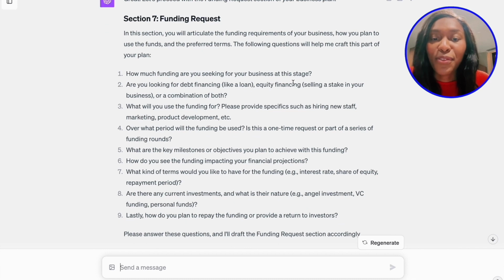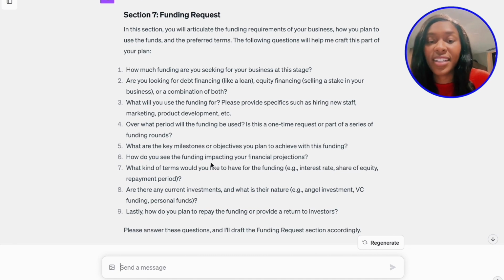Now we're going to go to the funding requests. 1, how much funding are you seeking for your business at this stage? 2, are you looking for debt financing like a loan, equity financing? 3, what will you use the funding for? 4, over what period will the funding be used? 5, what are the key milestones or objectives you plan to achieve with this funding? 6, how do you see the funding impacting your financial projections? 7, what kind of terms would you like to have for the funding? 8, are there any current investments and what is their nature?